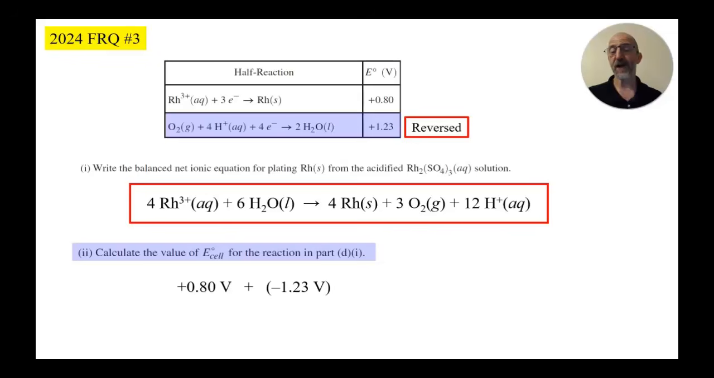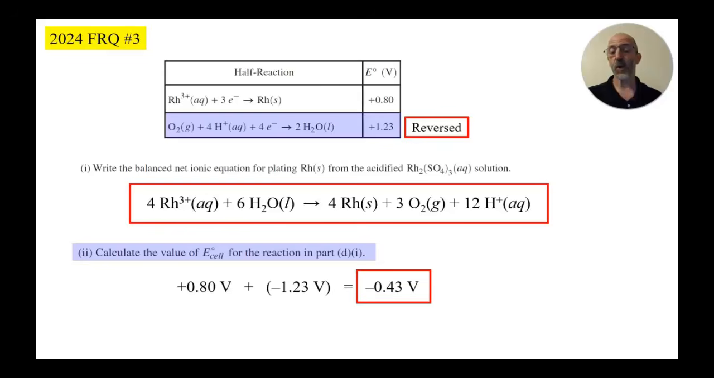Again, multiplying the coefficients by 2 or 3 or 4, you do not change the cell potential. So I'm changing the sign because it was reversed, and that's it. So my answer would be positive 0.80 volts plus negative 1.23 volts, and that is negative 0.43 volts. Now the fact that the cell potential is negative means it is not thermodynamically favorable.